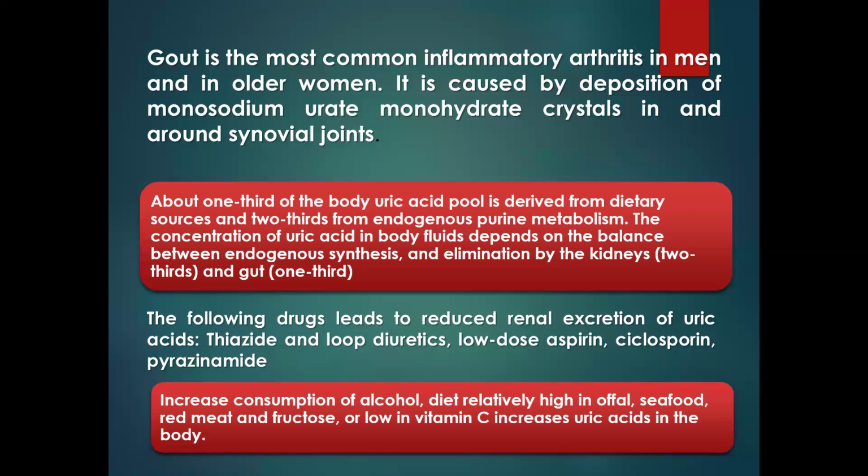And now we're looking at what are the things we are likely to consume that would lead to an increase in production of uric acid. One, alcohol. Alcohol is a key. Two, foods that are high in offal, then seafoods, red meat, then fructose, and also foods that are low in vitamin C increase uric acid in the body. So that's how the body is able to get excess of this.